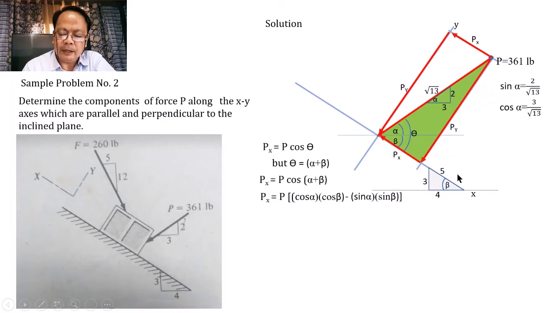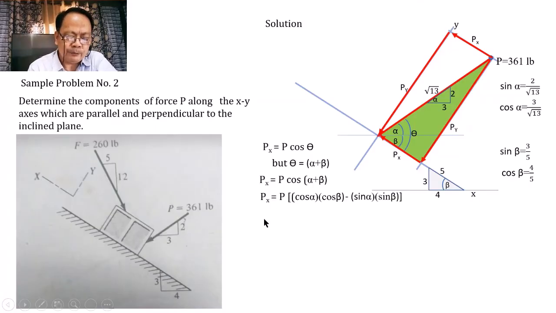And the angle beta is here, representing this actually angle, but that angle is also equal to this angle, whose sides are equal to 3, 4, and 5. And so the sine of beta can be expressed as 3/5, and the cosine of beta can be expressed as the ratio of the adjacent to the hypotenuse, and that is equal to 4/5. Now, if all of this will be substituted here, we can now solve for the value of Px.